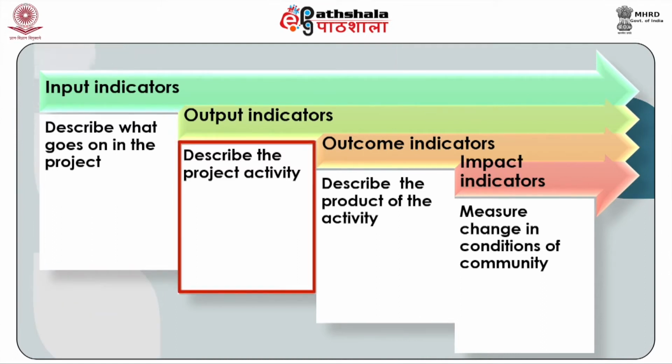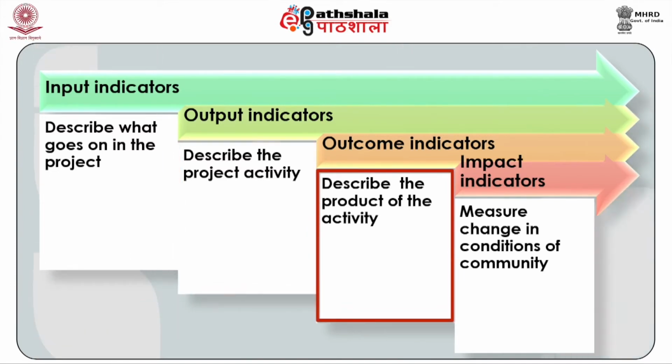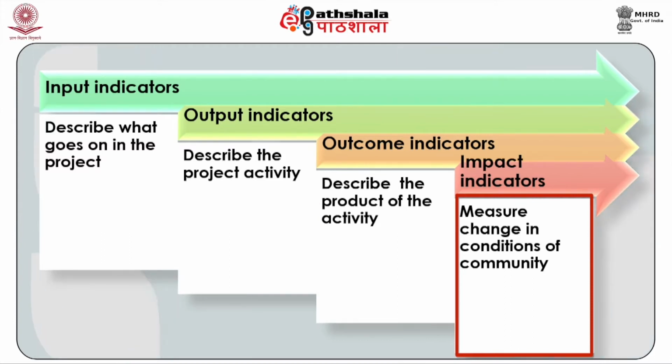Output indicators describe the project activity, for example, the number of classrooms built with the amount that is already spent on the bricks. Outcome indicators describe the product of the activity, for example, the number of pupils attending the school. And finally, the impact indicators measure changes in conditions of the community, for example, reduced illiteracy in the community.